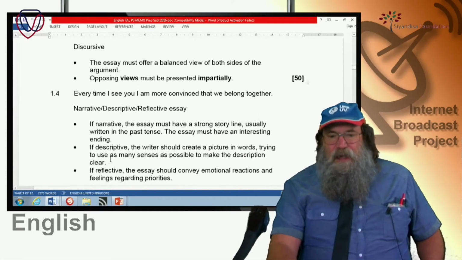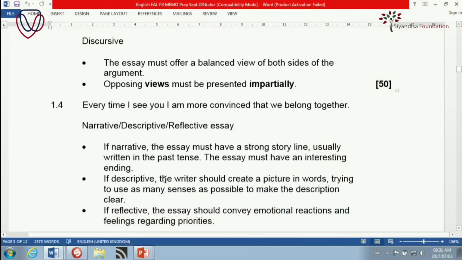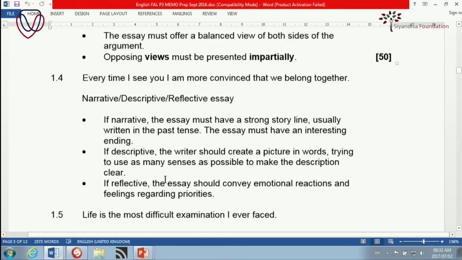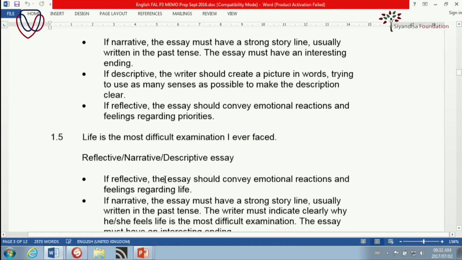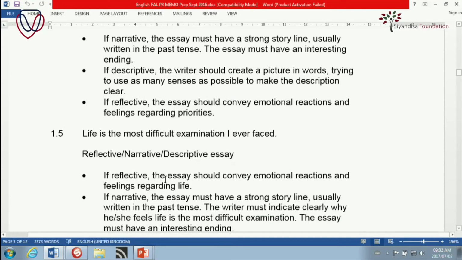Okay, now let's take a look. Again, narrative. It's the same as the advice the last time, so we'll skip over that now. All right? And let's go on to 1.5. Life is the most difficult examination I ever faced. What do you think that one will be? Well, I can tell you that the statement made in that topic is certainly true as far as I'm concerned. But let us see what types of essays are predicted by the memorandum. See that? Reflective, narrative, descriptive, again.